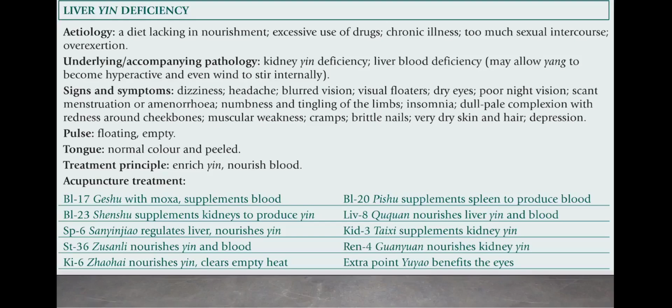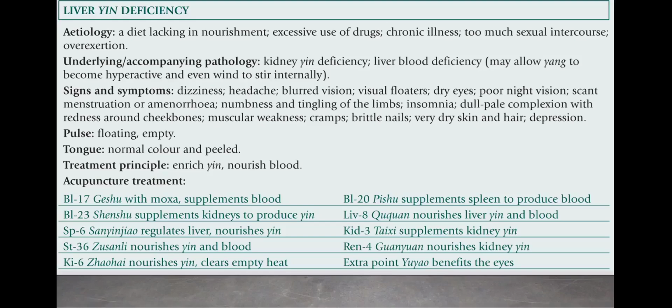For the acupuncture treatment, we use Bladder 17 with moxa, it supplements blood. Bladder 23 supplements kidney to produce yin. Spleen 6 regulates liver, nourishes yin. Stomach 36 nourishes yin and blood. Kidney 6 nourishes yin, clears empty heat.